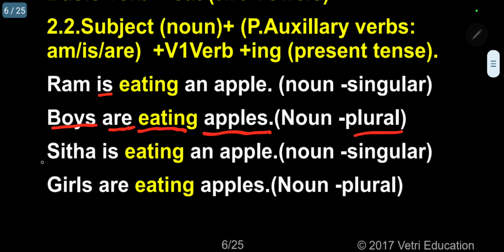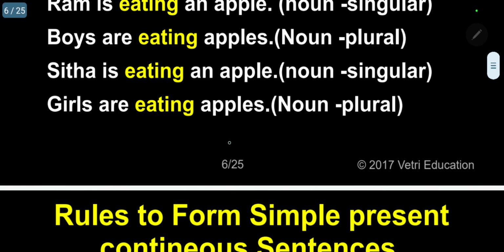Same way, Sita singular. Sita is eating an apple. Singular. Girls are eating apples. Plural. Girls plural, so plural verb are. This is the simple example with the noun.